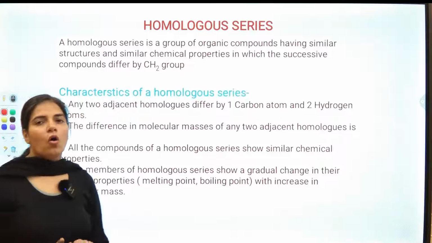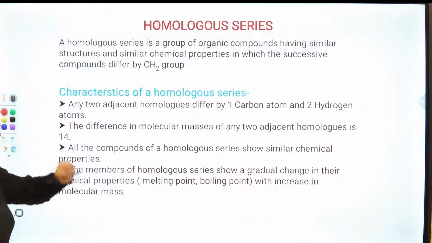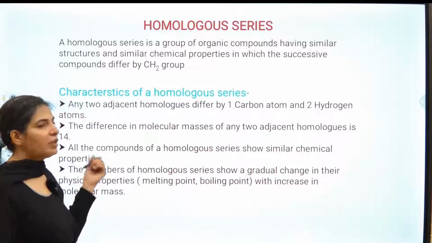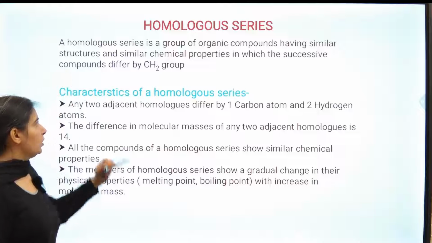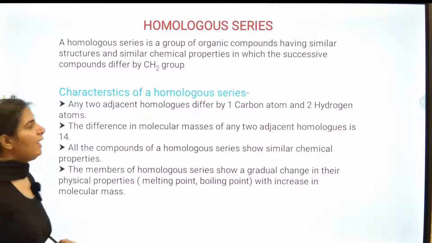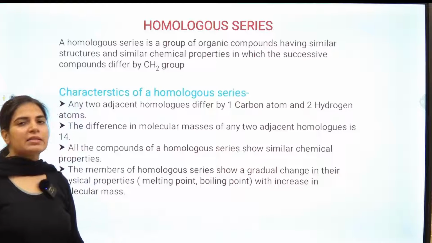Next is homologous series. Now, what is homologous series? A homologous series is a group of organic compound having similar structure and similar chemical properties in which the successive compound differ by CH2 group.